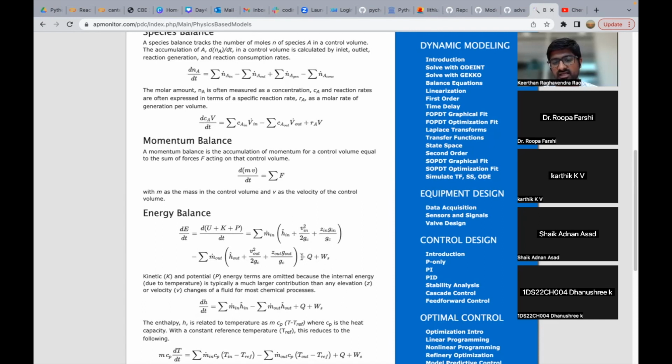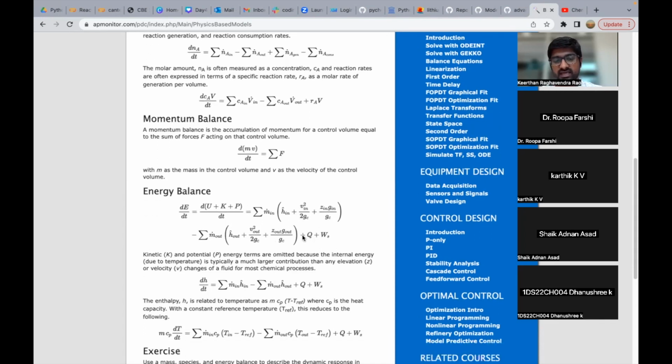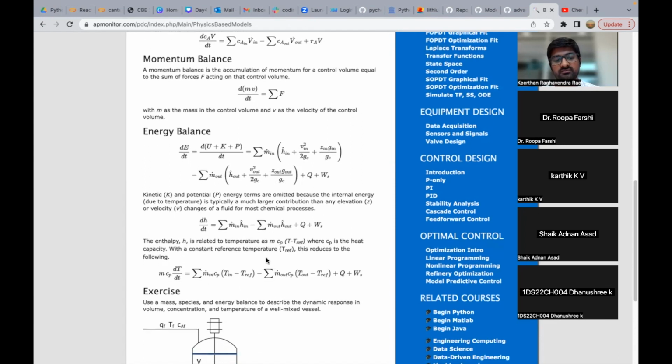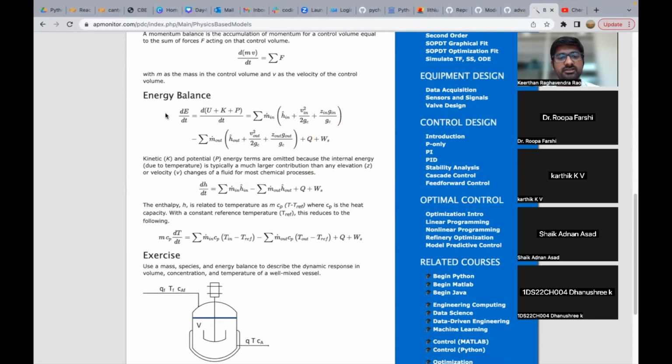You can also have terms like heat generated or work done on the system or by the system, which we will assume for this case to be zero because we don't want to complicate things right away. But this will simply be another set of equations that you can add to your simulation. Based on these balances, we basically get a set of differential equations. And solving this set of differential equations is the main step that we are concerned with when it comes to simulation.